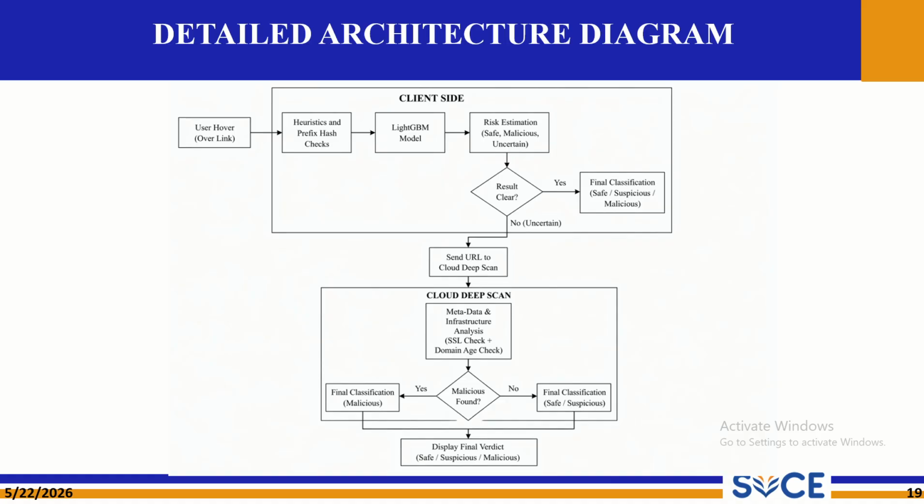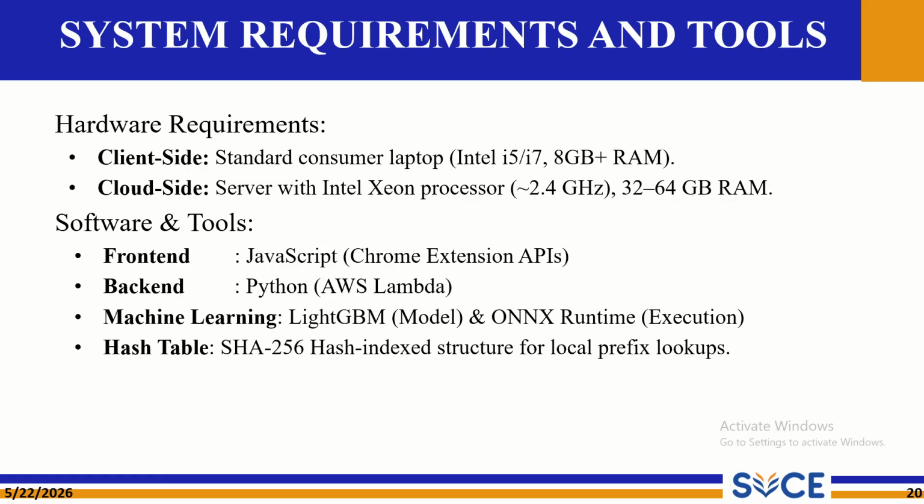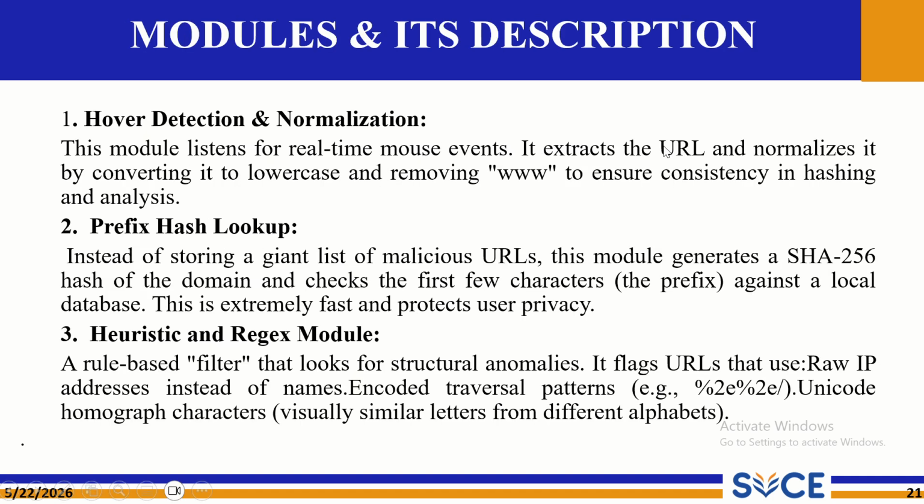The next is system requirements. These are all the tools and technologies that we use in our project. Next are the modules and their descriptions. Module 1 is hover detection and normalization. This module continuously monitors the mouse hover events in real time. Whenever the user places the cursor over a URL, the system captures that link.